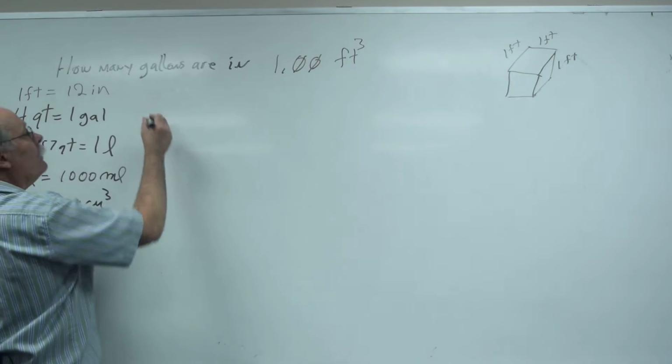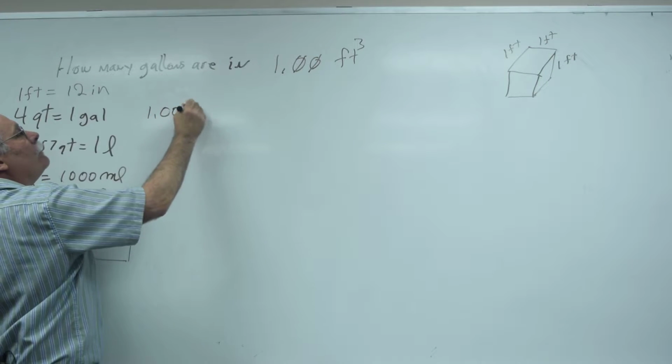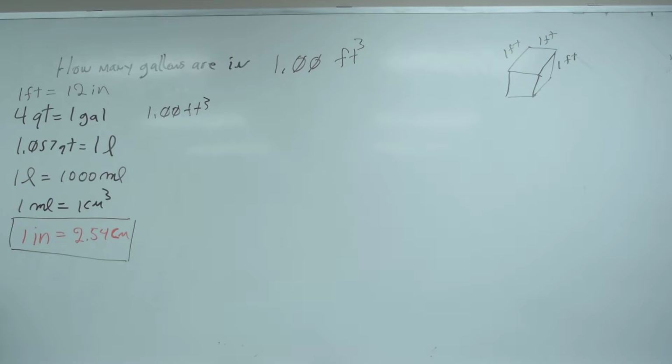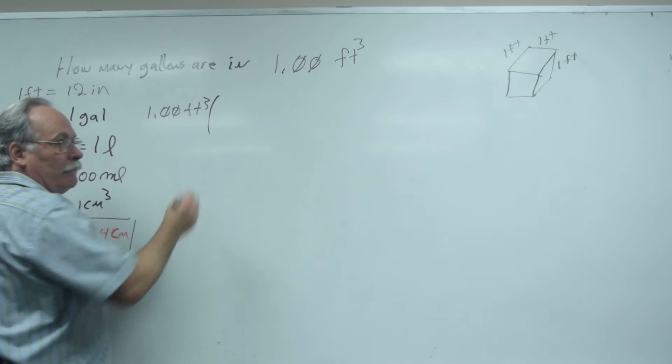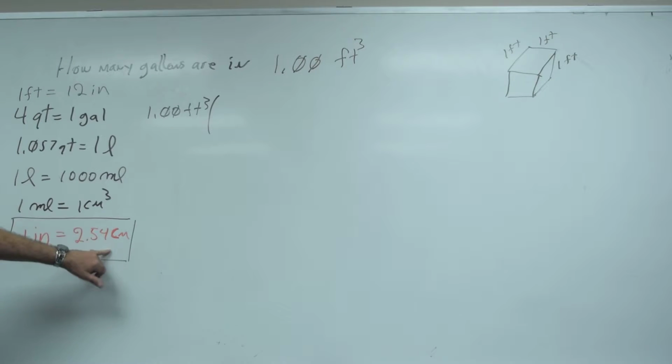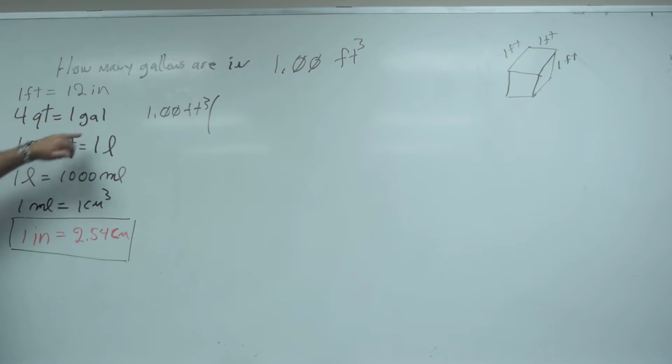So we start off with 1.00 foot cubed. All of these conversion factors that we have written here, with the exception of this one, are exact numbers, they're definitions. So I need to convert my foot cubed to inches, and then I'll go from inches to centimeters. Now I'm in the metric, and now that I'm in the metric, I can go from centimeters to mils, and then from mils I can go to liters, and from liters to quarts, and from quarts to gallons.